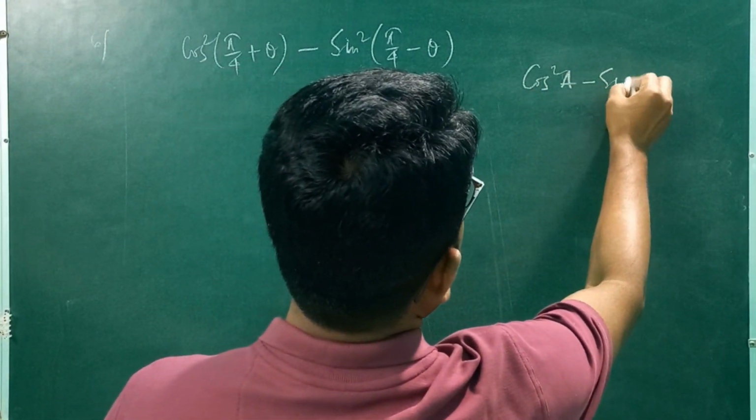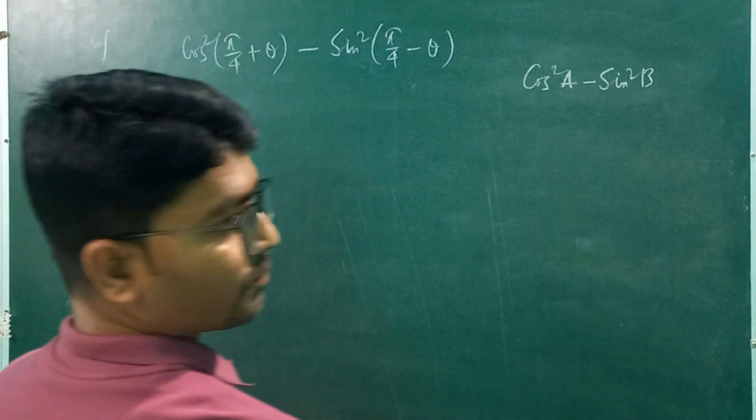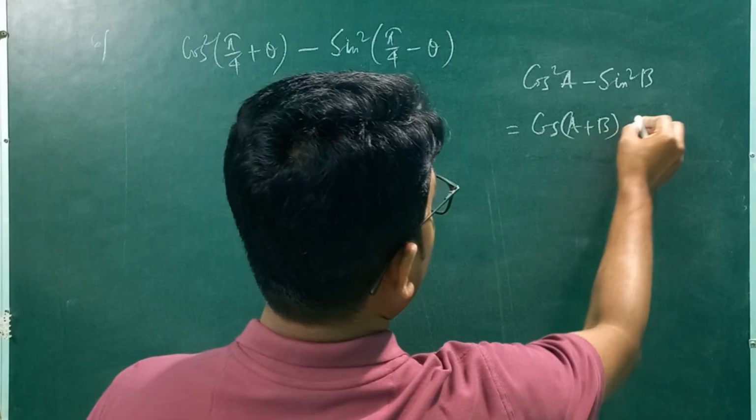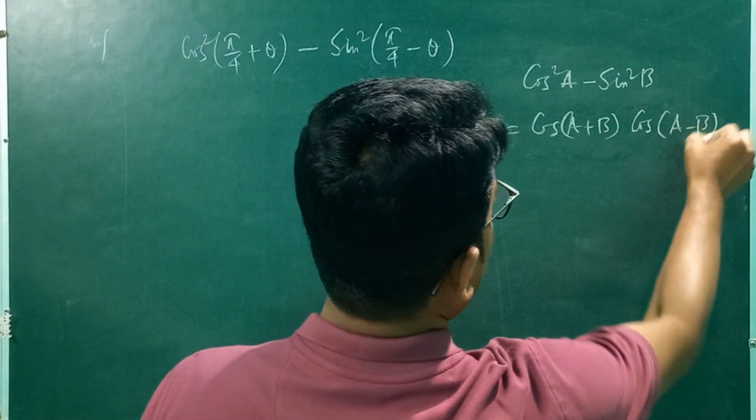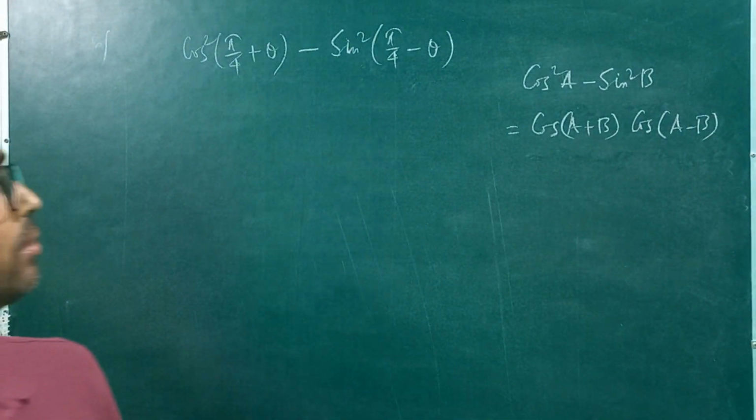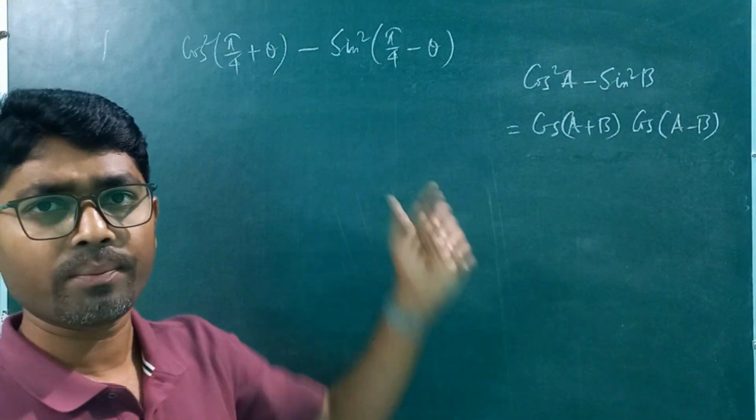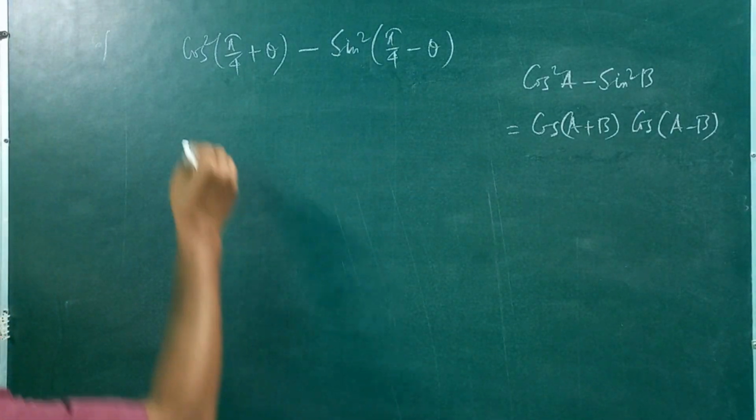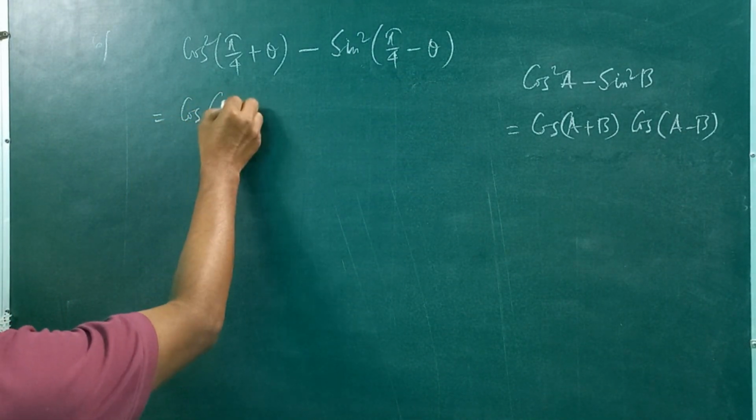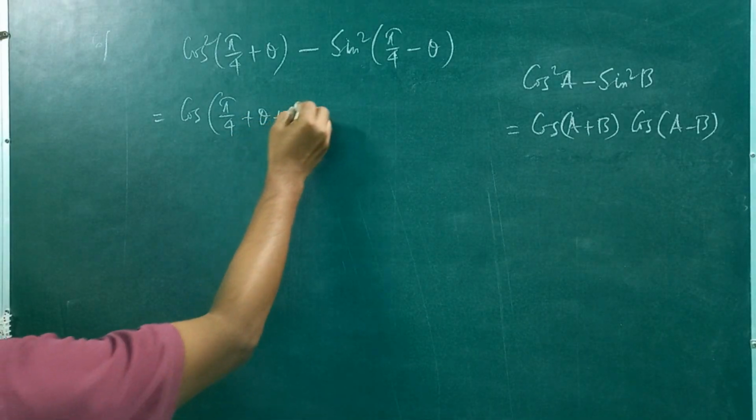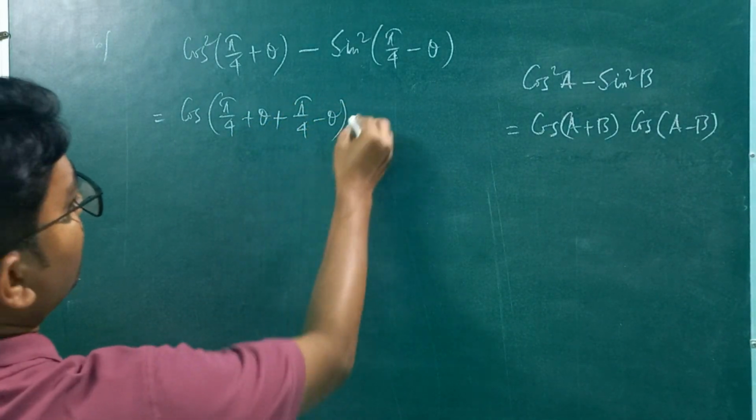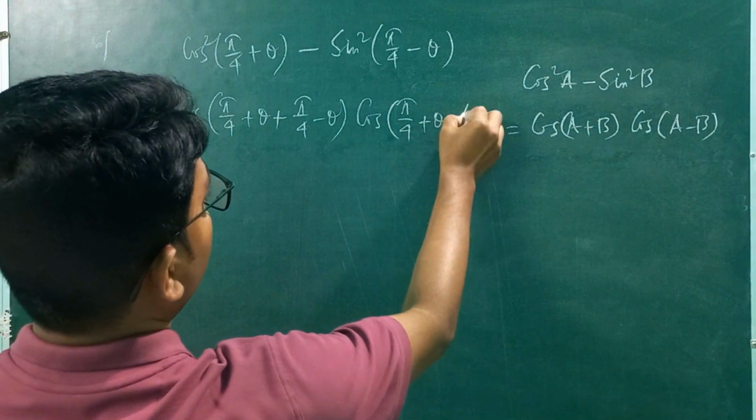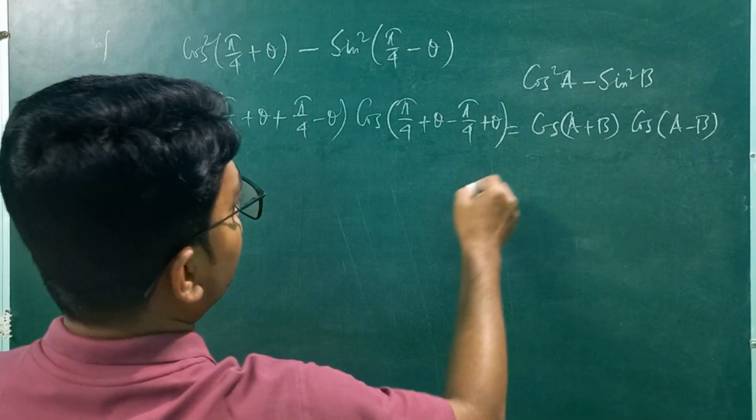Cos square A minus sin square B. What is the formula? This one is cos A plus B into cos A minus B. So we can apply this formula to the problem. This one is our A and this one is our B. So this one becomes cos A plus B into cos A minus B, pi by 4 plus theta minus pi by 4 plus theta.